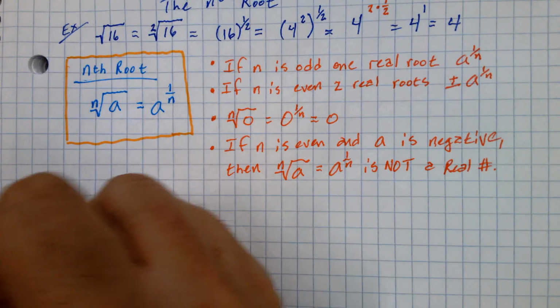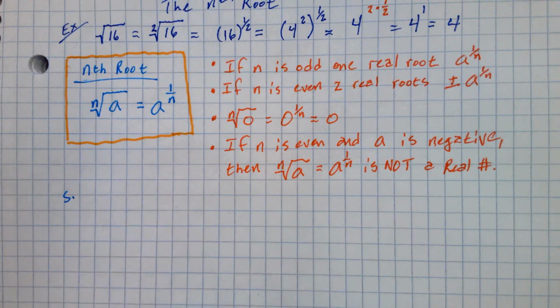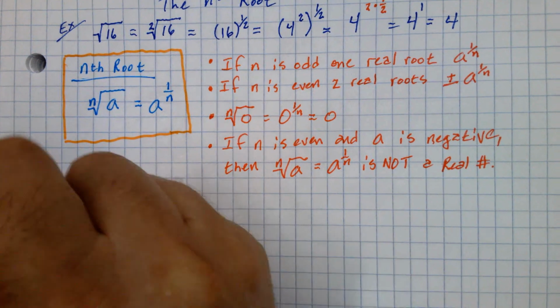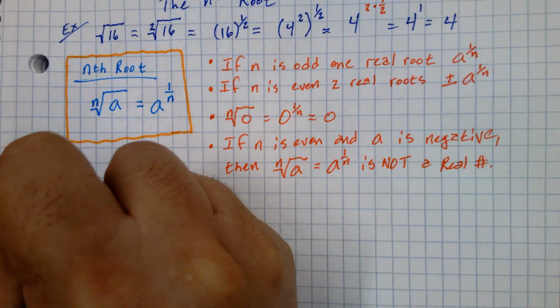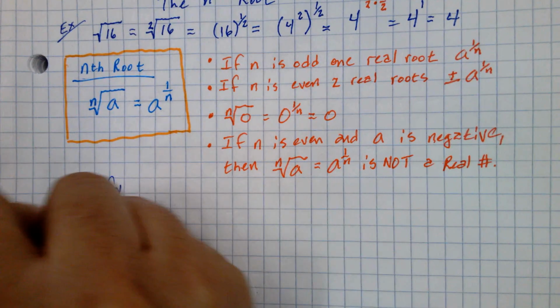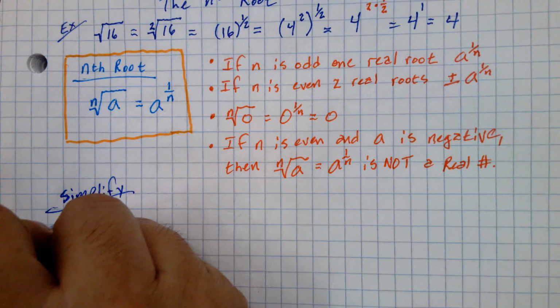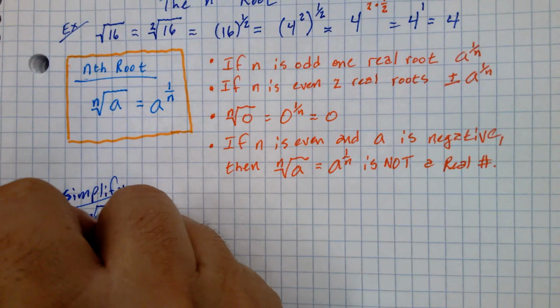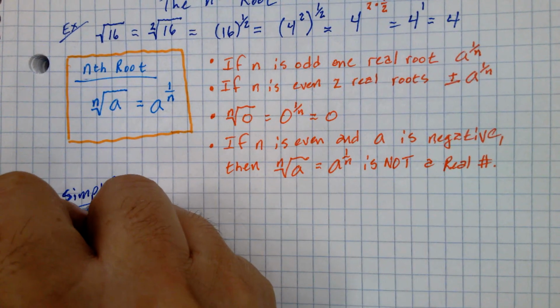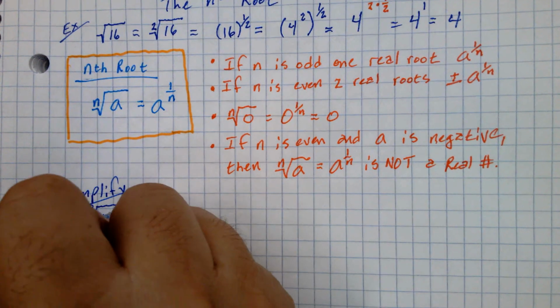So we're just going to simplify. Oops, wrong pen. Okay. Number 1. The eighth root of negative 20.